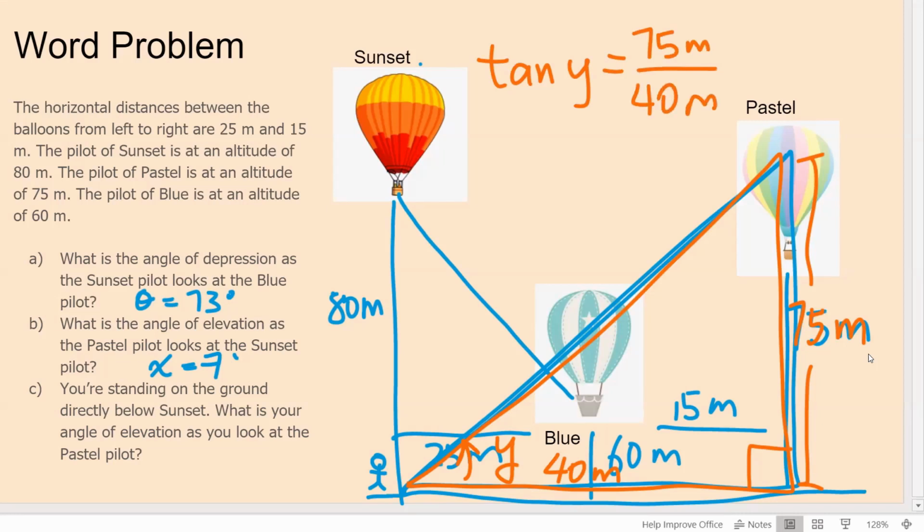Now I'm going to grab my calculator. The inverse of tan of 75 divided by 40 is 61.9. That means we have to round it up to 62. So Y is equal to 62 degrees. And with that, we have answered all these questions.